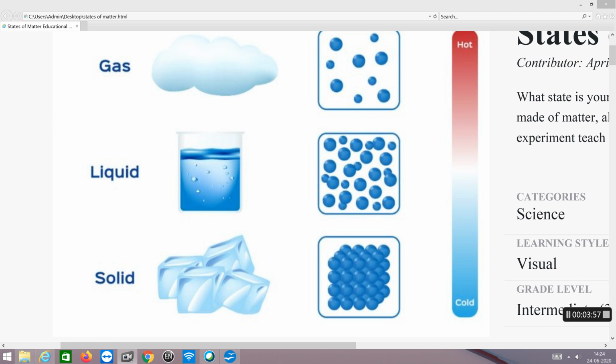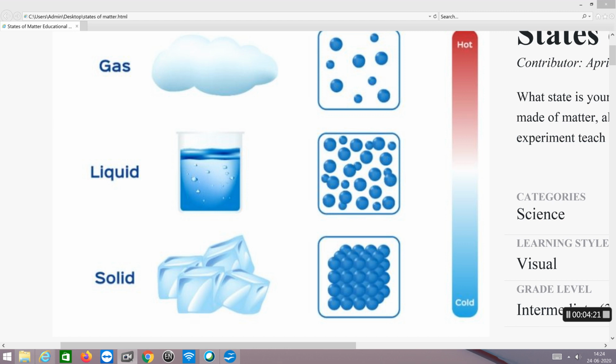So in liquid, the molecules are loosely packed. The force of attraction is less compared to solid. And the molecules can move inside the container, but they cannot go outside the container. So liquids have definite volume but no definite shape.